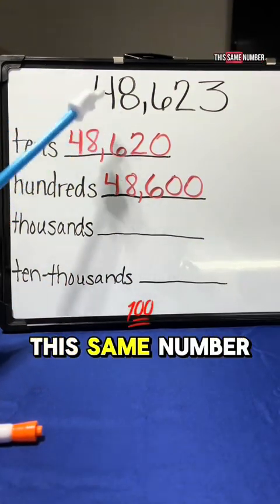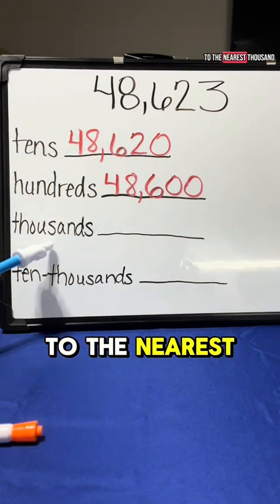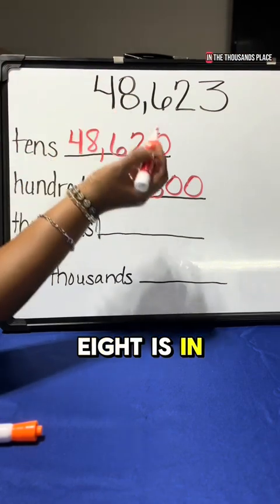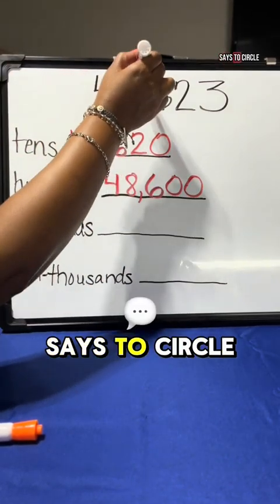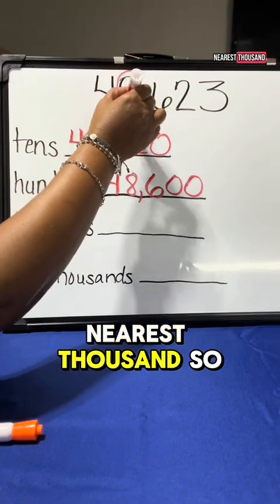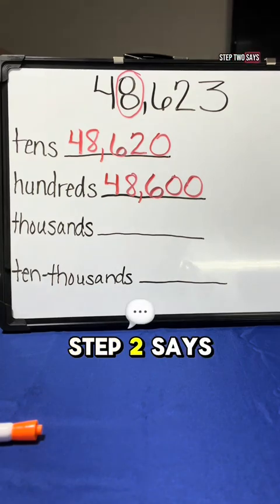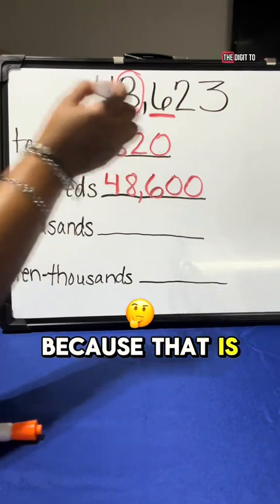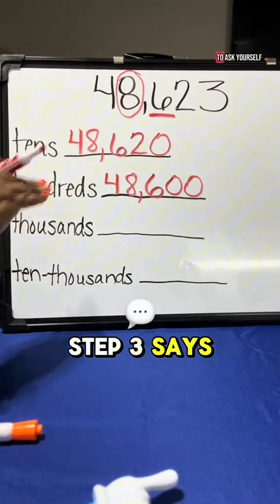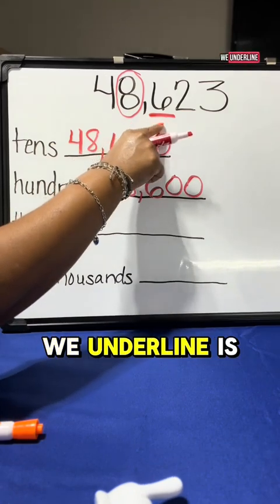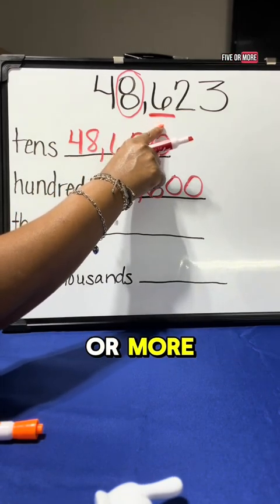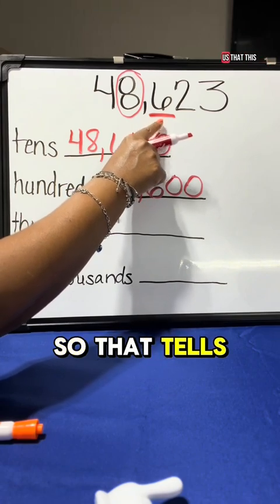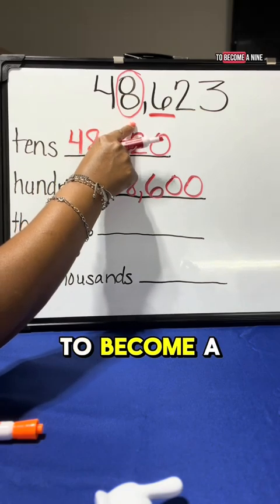Now let's round this same number to the nearest 1,000. All right, so looking at our number, the 8 is in the thousands place, and step 1 says to circle the place we're rounding. We're rounding to the nearest 1,000, so I'm circling the 8. Step 2 says to go next door, underline the digit to the right. I'm going to underline the 6 because that is the digit to the right. Step 3 says to ask yourself, the digit that we underline, is it 4 or less or 5 or more? Therefore, this digit that we underline is 5 or more. So that tells us that this 8 is going to become a 9.